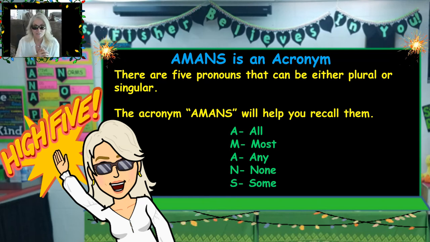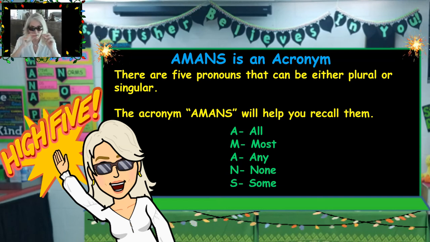So now in your sentence, whatever you see, all, most, any, none, or some, you have to look at that object of the preposition or the contents of that sentence to determine if it is referring to a singular or plural noun. So you can do correct subject-verb agreement.